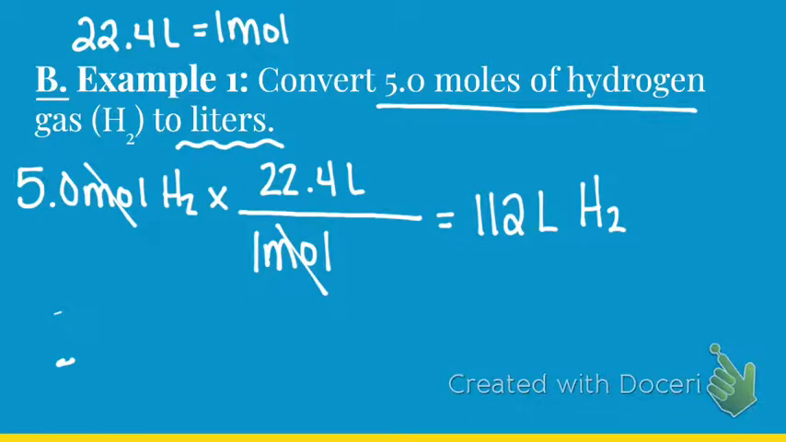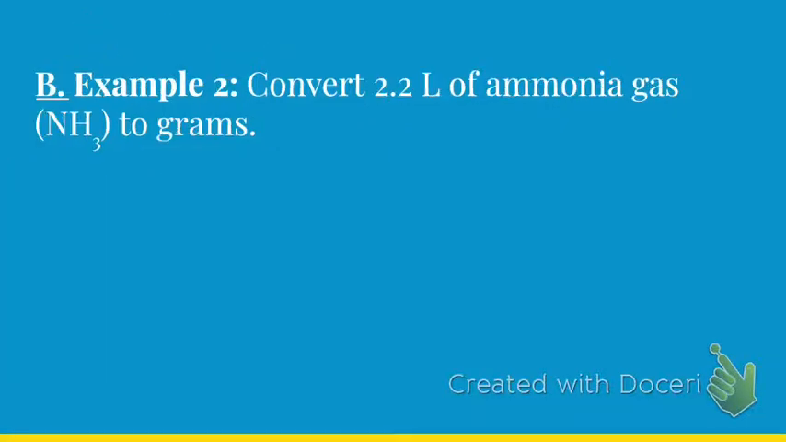Okay. Moving on to another example then, working with this molar volume conversion. This one has a little bit more going on with it. It says convert 2.2 liters of ammonia gas, the formula for ammonia is NH3, to grams. So the first thing I can see is that my given is this 2.2 liters of ammonia, and it wants to know the mass of it.